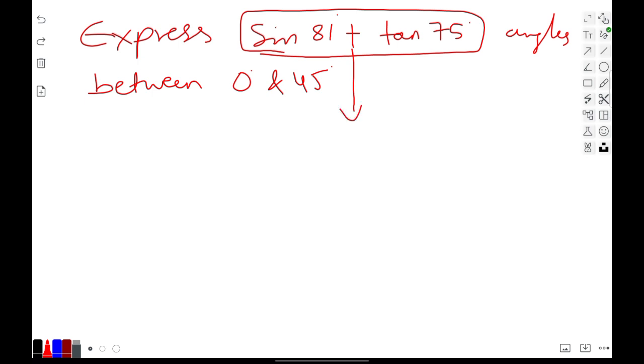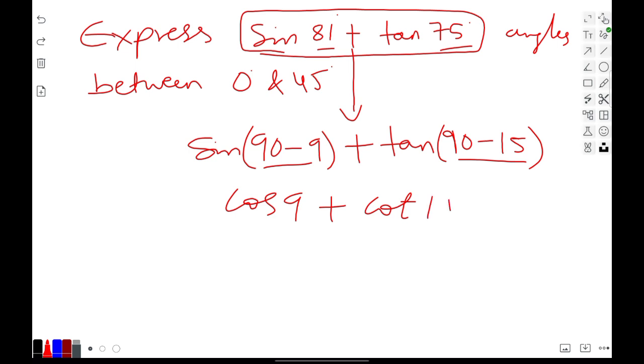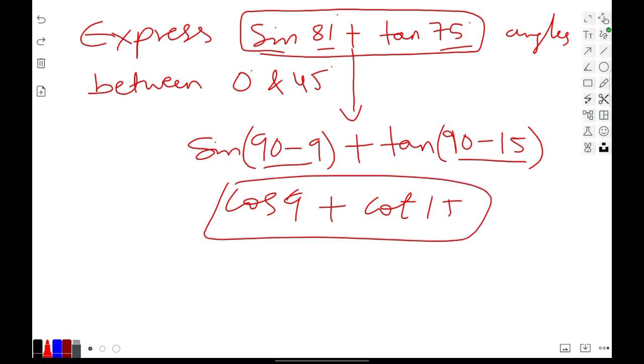Sine 81 can be written as sine of 90 minus 9, plus tan 75 can be written as tan of 90 minus 15, right? 90 minus 9 is 81, and 90 minus 15 is 75. As we know, sine of 90 minus theta is cos theta, so it is cos 9, plus tan of 90 minus 15 is cot 15, right? Now you can see the angles are between 0 and 45.